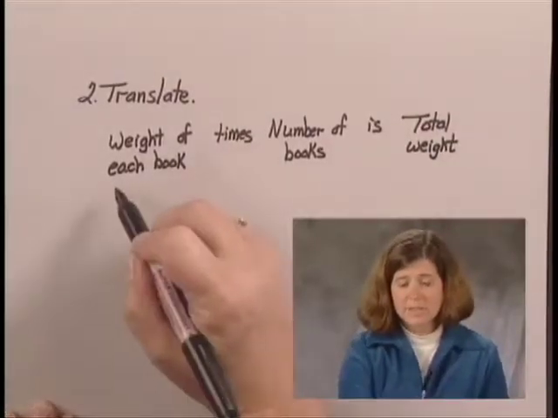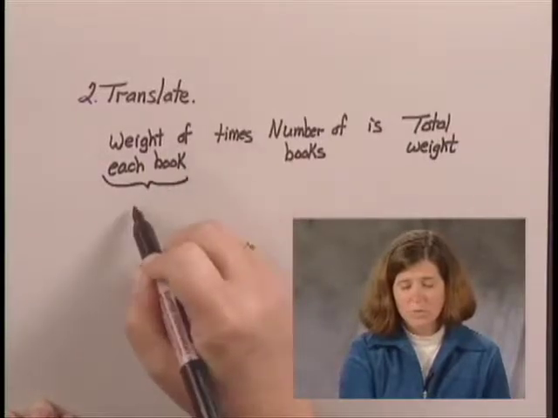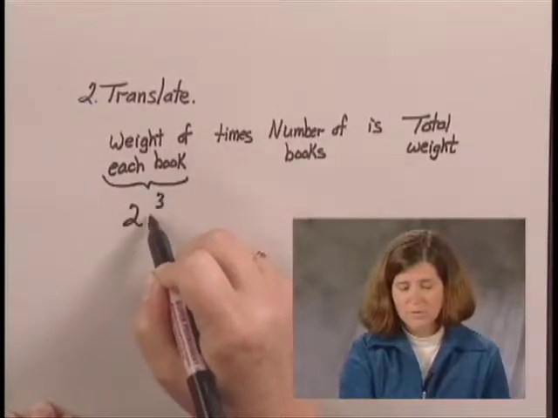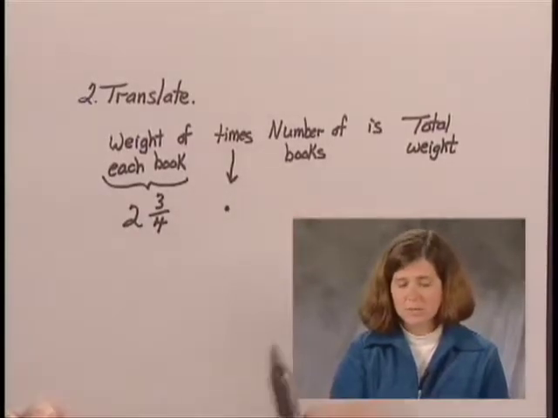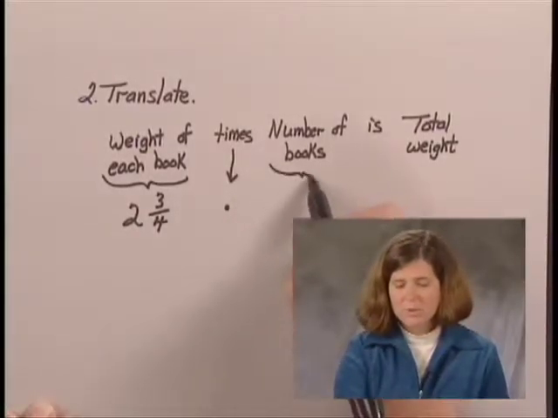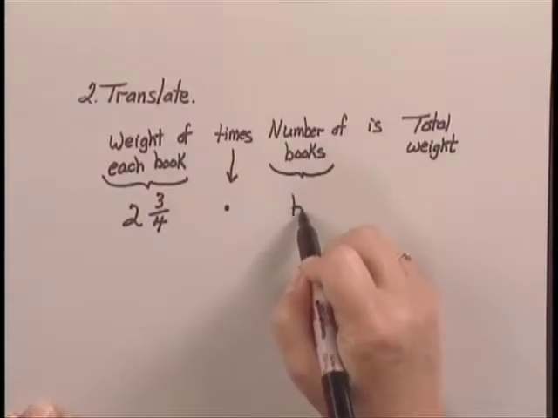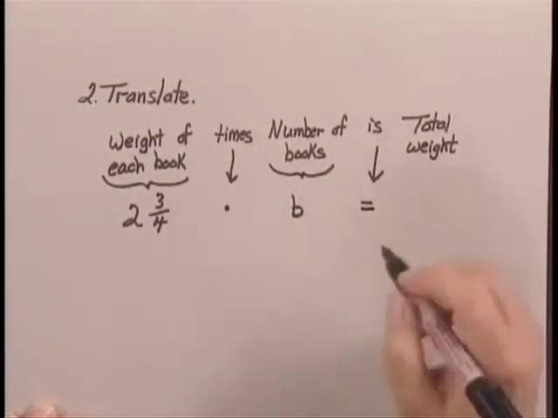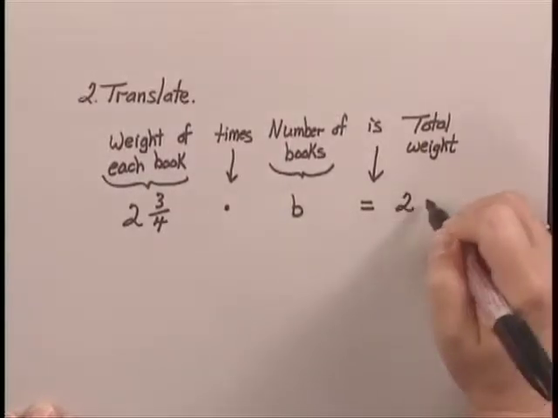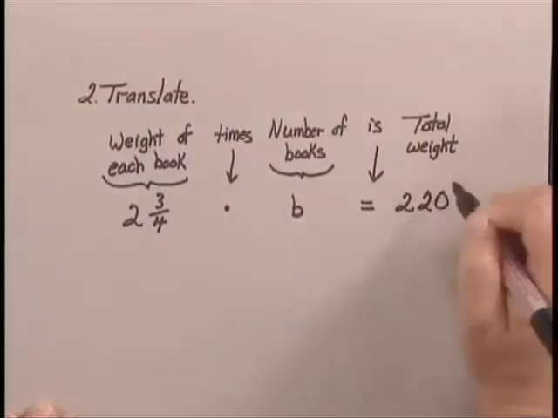And this translates then, the weight of each book was 2 3/4 pounds, so we have 2 3/4. Times is a multiplication symbol. The number of books we let equal B translates to equals, and the total weight was 220 pounds. So write 220.